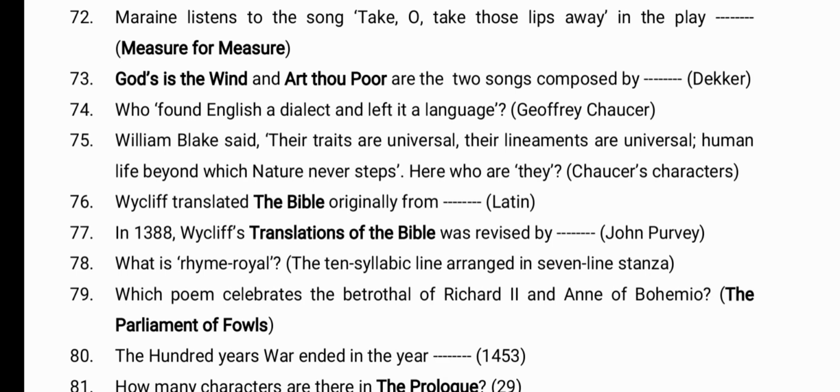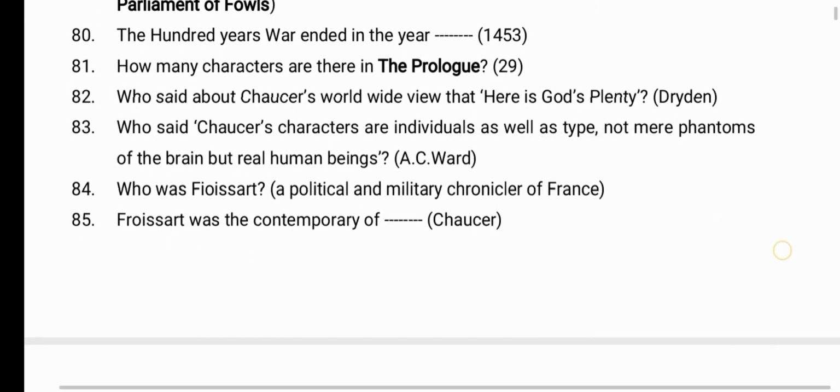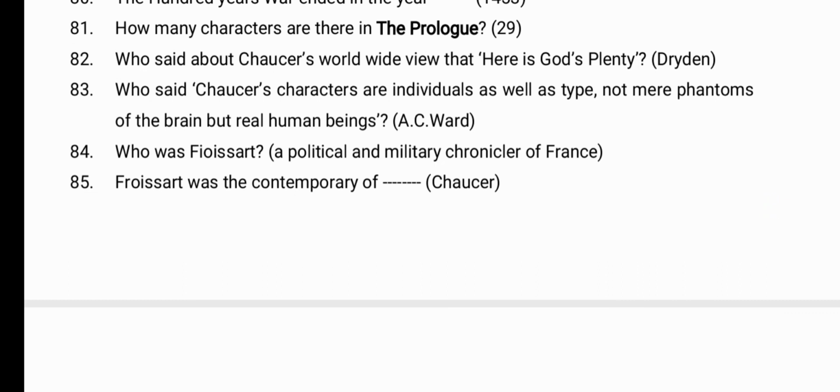In 1388, Wycliffe's translation of the Bible was revised by John Purvey. Rhyme royal is a ten-syllable line arranged in a seven-line stanza. Which poem celebrates the betrothal of Richard II and Anne of Bohemia? The Parliament of Fowls. The Hundred Years' War ended in the year 1453. How many characters are there in the prologue? 29. Who said about Chaucer's worldview that here is God's plenty? Who said Chaucer's characters are individual as well as type, not mere phantoms of the brain, but real human beings?